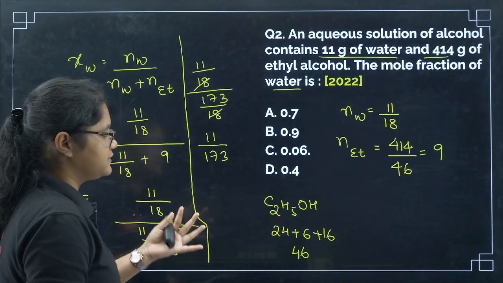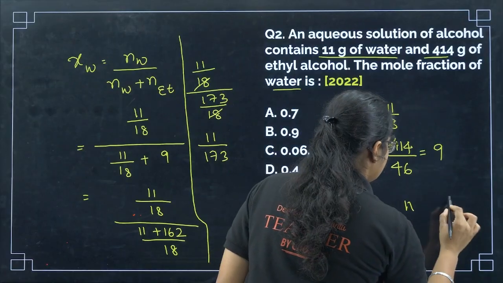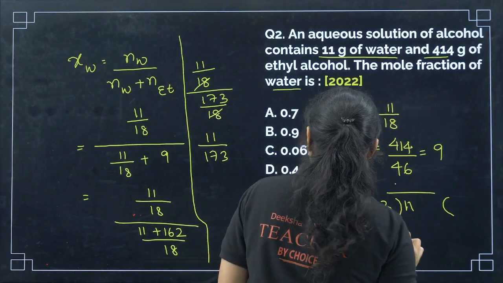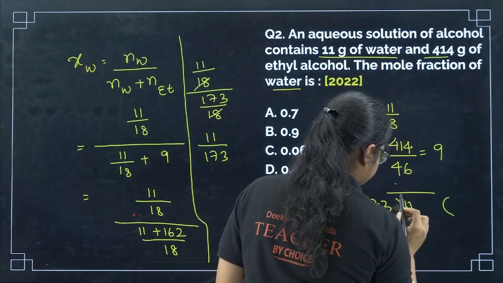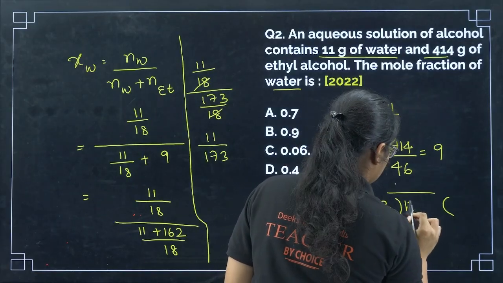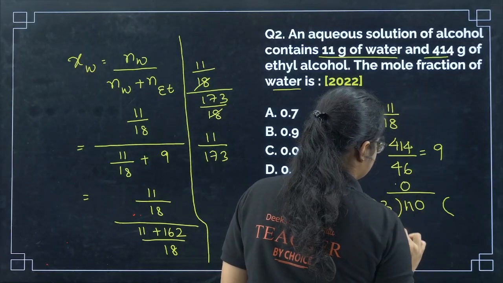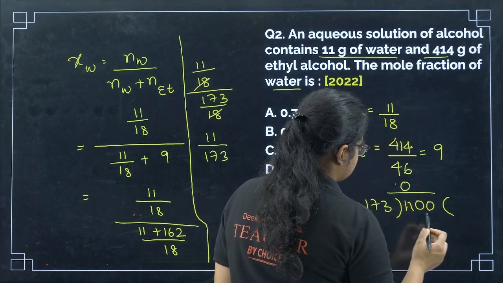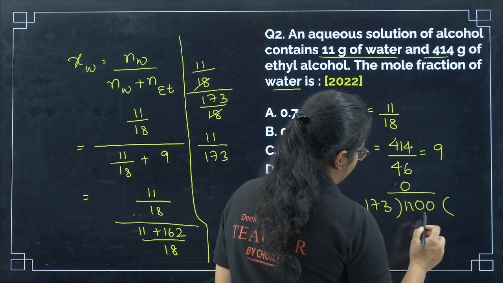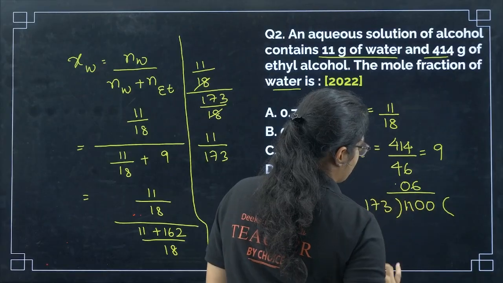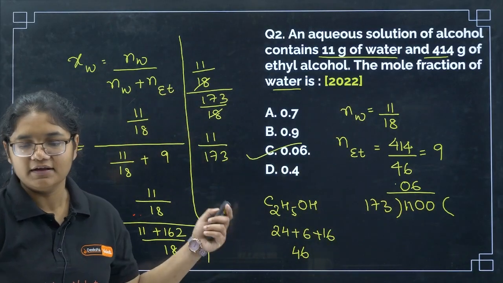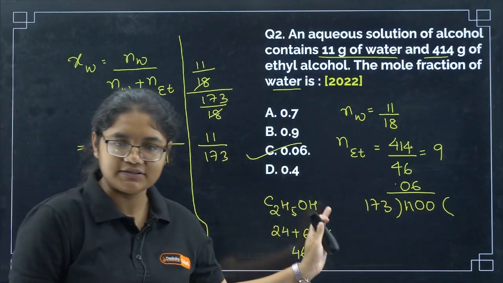Now a simple division: 11 divided by 173. I put a decimal here, then a 0, then another 0, and then 6 threes are 18, 6 sevens are 42, so I get somewhere around 0.06. So option number C is the correct answer. A very simple calculation based question.